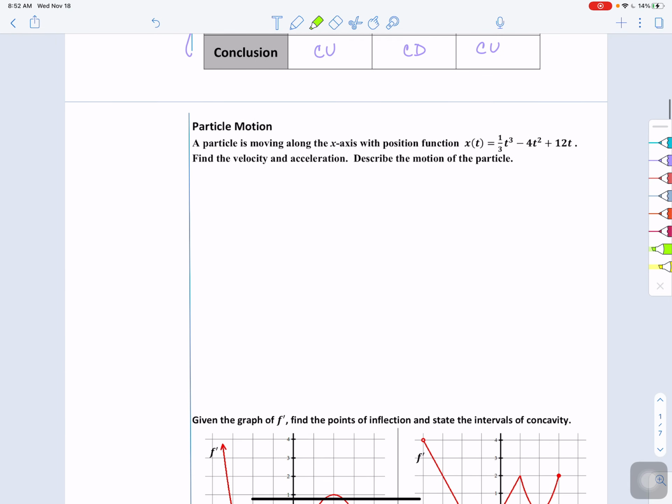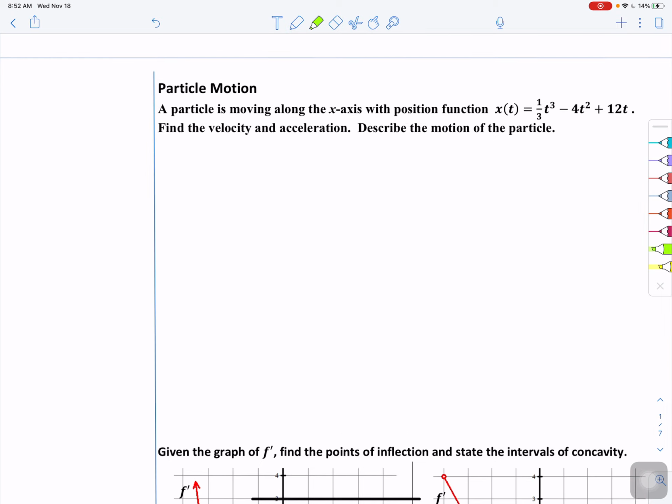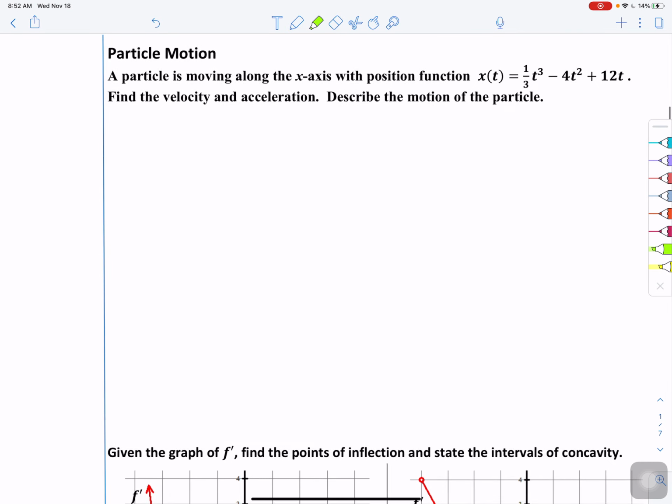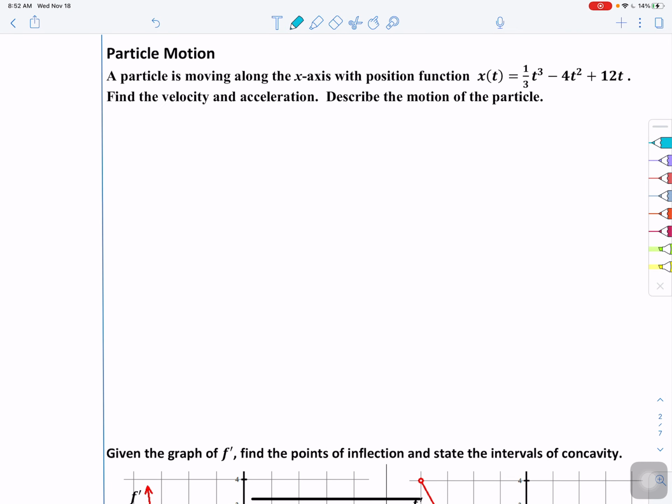Okay, let's go to motion. I think you will really like this particle motion. A particle is moving along the x-axis with this position function, and we want to find the velocity and acceleration and then describe the motion.